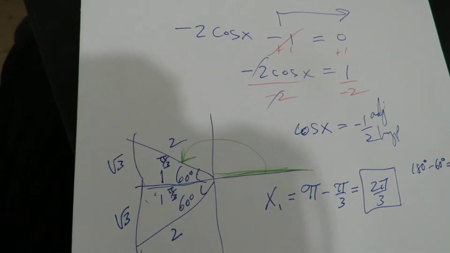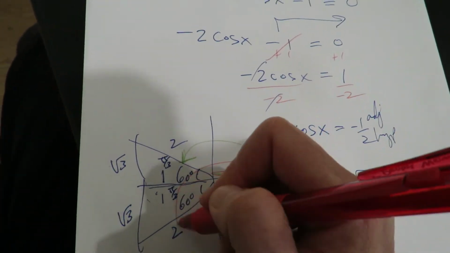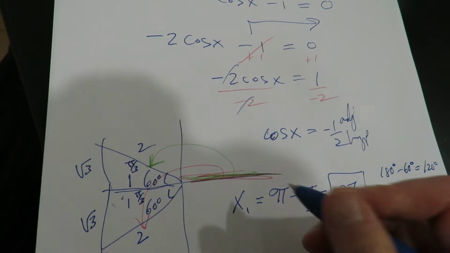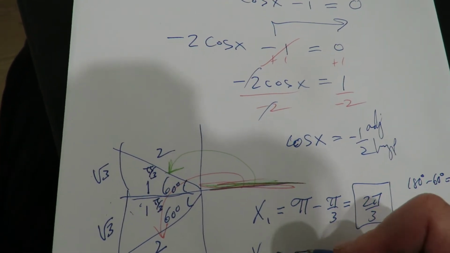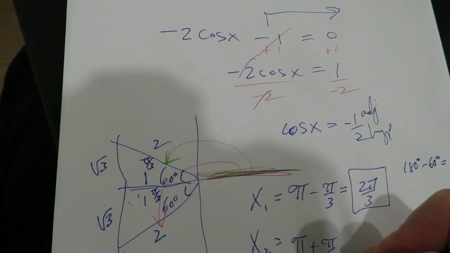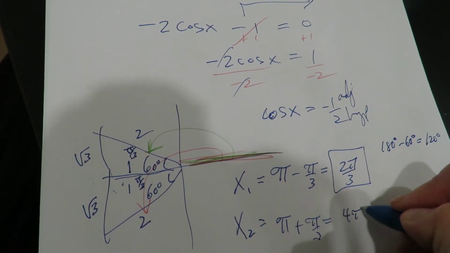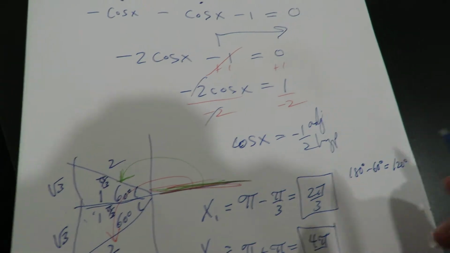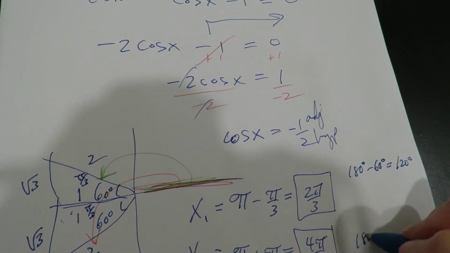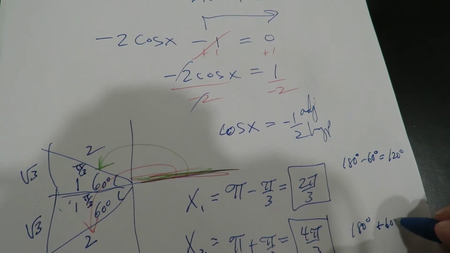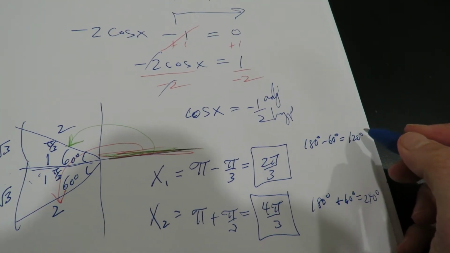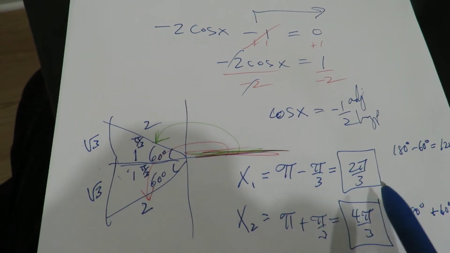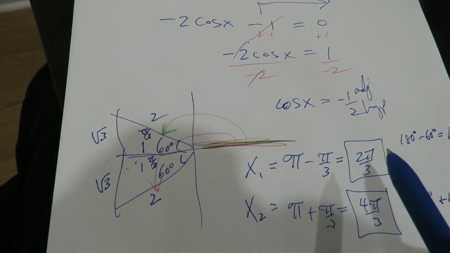All right, the second answer, we start in standard position and rotate to here. So the second answer is going to be pi plus pi over 3, which is 4 pi over 3. If you want to stay in degrees, you're going to do 180 plus 60, which is 240. If you hand it in like that, that's perfect. Okay, gang, so that's the answer on 1 revolution.